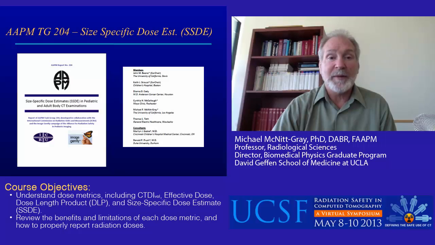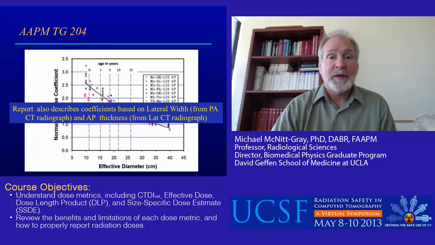This is a report that came out in 2012 with John Boone as the chair. The AAPM Task Group Report 204 defined this size-specific dose estimate, which is this curve illustrated on this slide. On the x-axis, you can see the effective diameter measurement, which is a metric of the size of the patient, and the y-axis is the normalized dose coefficient. This is the number that you multiply the CTDIvol reported on the scanner by.